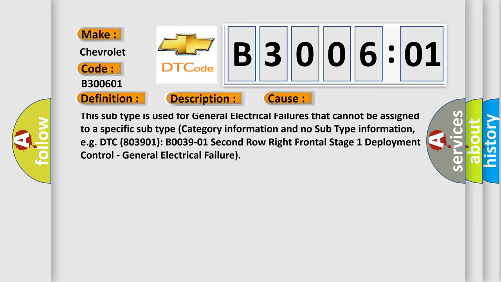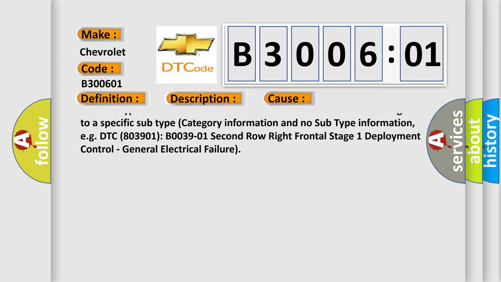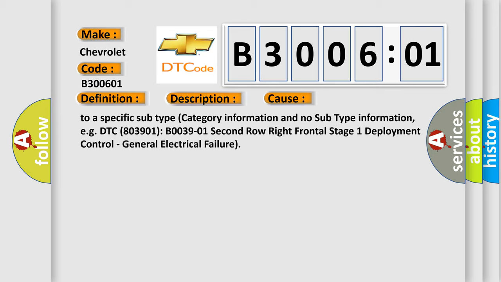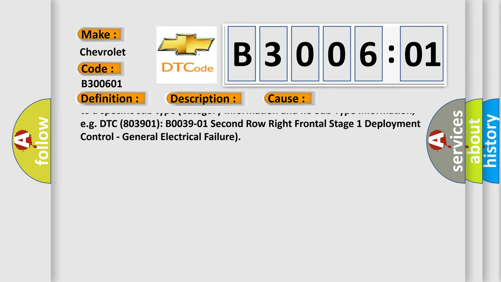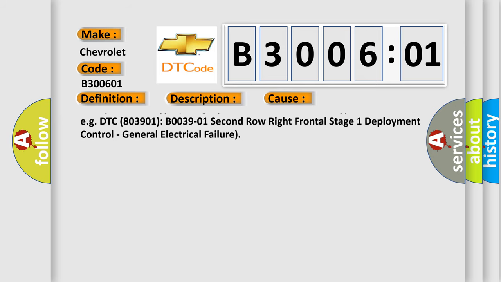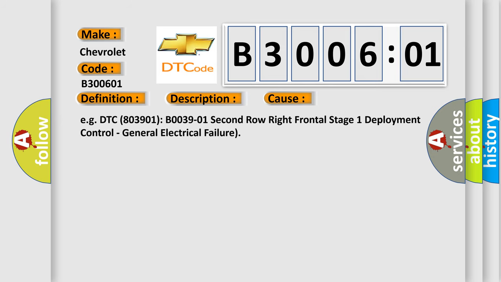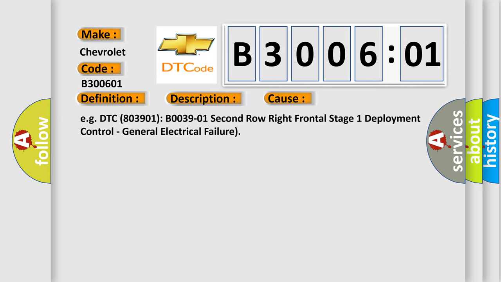This subtype is used for general electrical failures that cannot be assigned to a specific subtype category, with no subtype information, e.g. DTC B003901, second row right front stage 1 deployment control, general electrical failure.